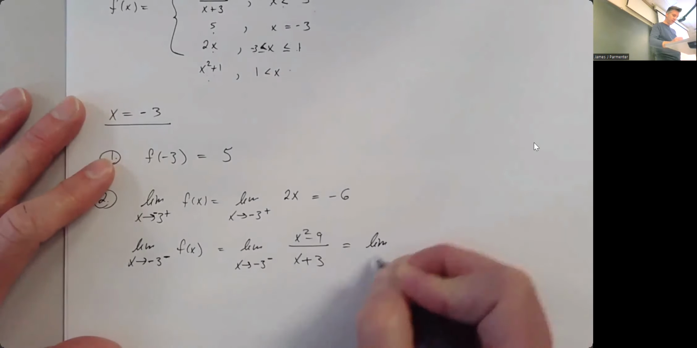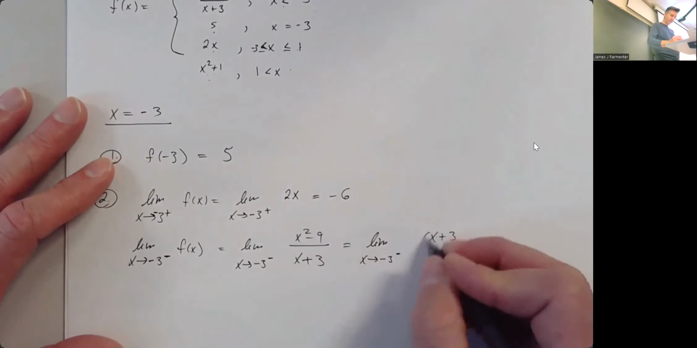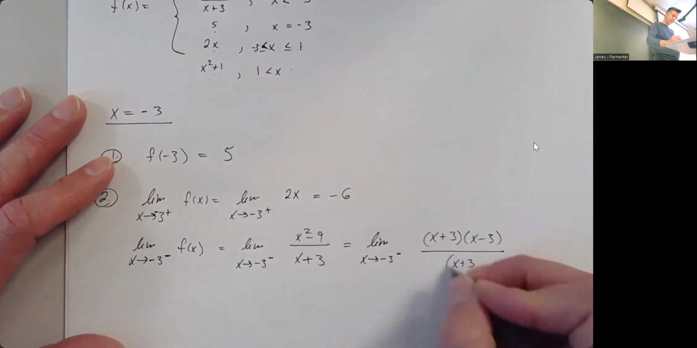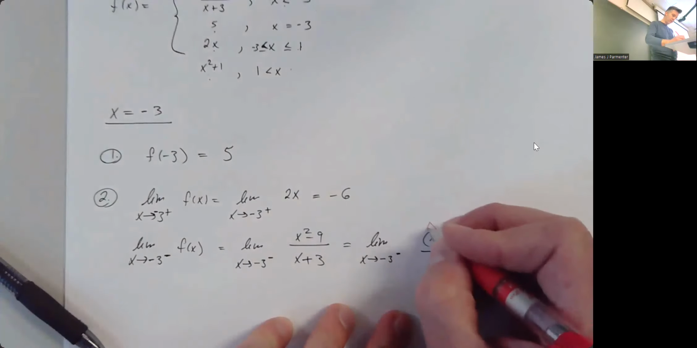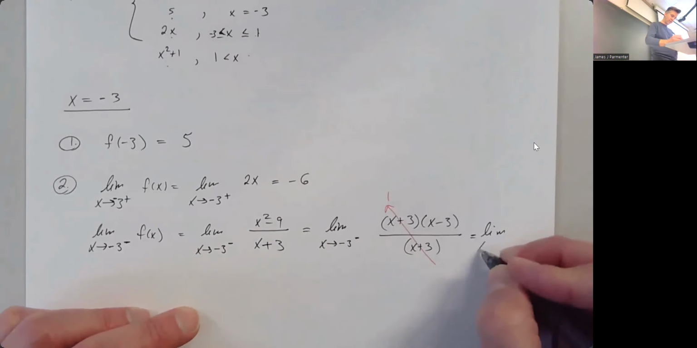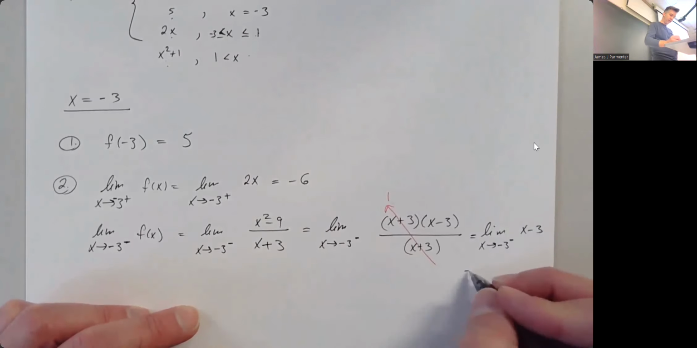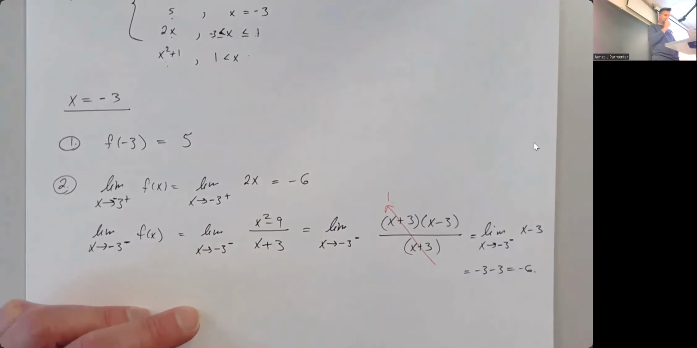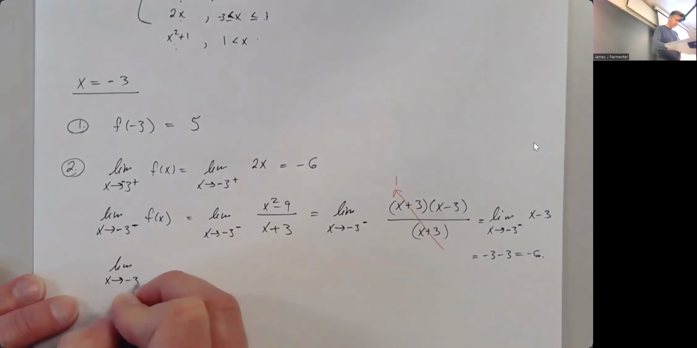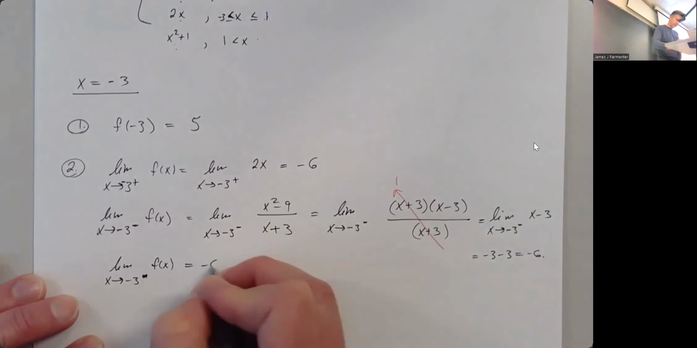So we're going to write this as the limit as x approaches -3 from the left. The top factors as (x plus 3) times (x minus 3). The denominator is just x plus 3. x plus 3 divided by x plus 3 is just 1. So then we have the limit as x approaches -3 from the left of x minus 3. And then we plug in -3 and we get -3 minus 3, which is -6. So the limit does exist. The limit as x approaches -3, not from either side, of f of x is equal to -6.